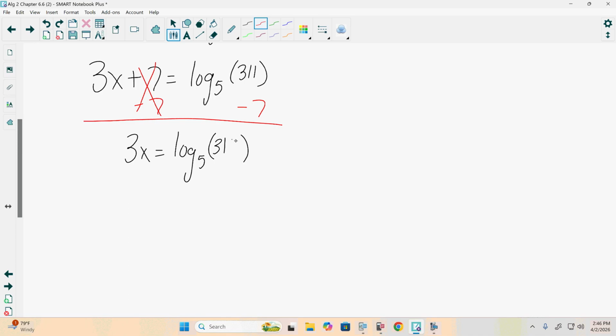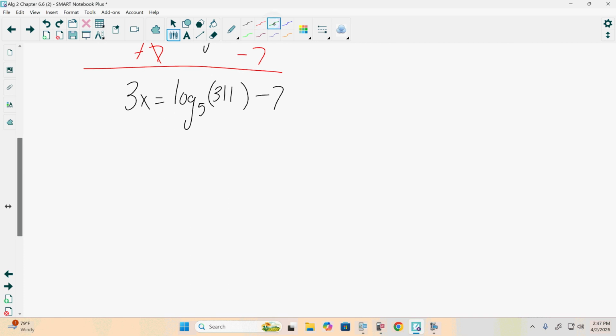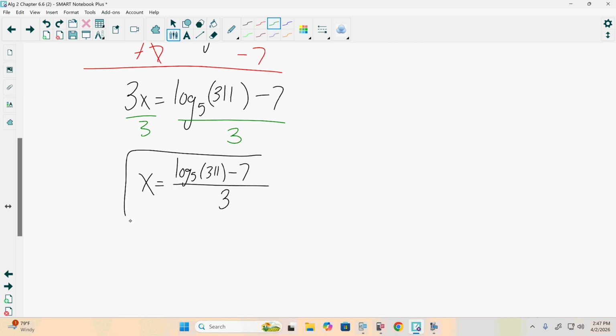It is going to be log base 5 of 311 minus 7. Because again, log base 5 of 311 has a specific value, and what that value is, we're taking 7 away from it. And then we're going to divide by 3. So we're saying x is equal to log base 5 of 311 minus 7 divided by 3. So we do have this big old expression, but it does give us the exact value for all this here.